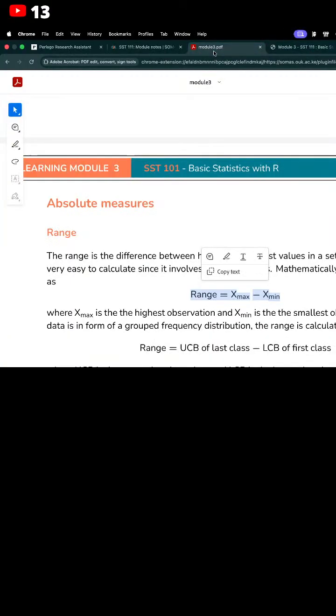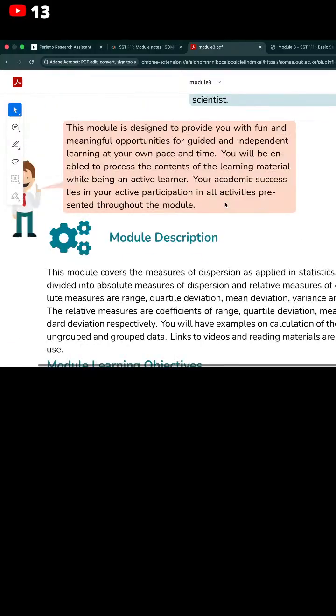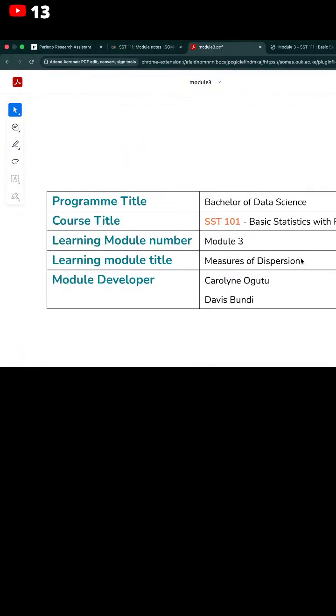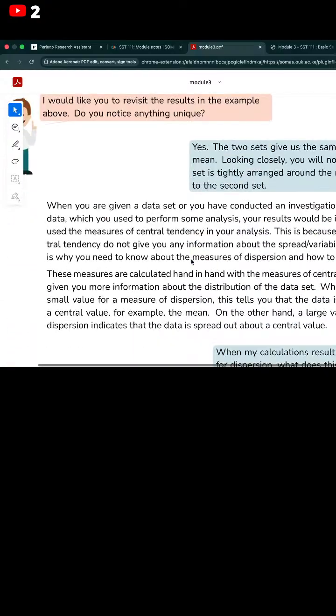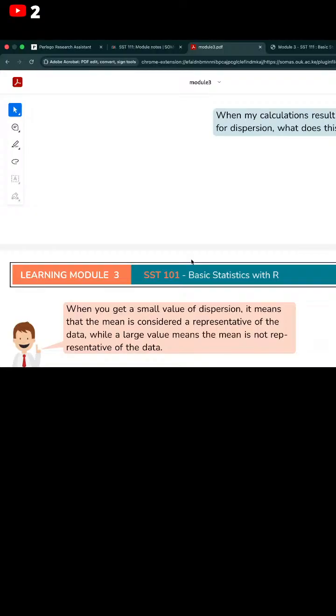But the topic we are doing today is measures of dispersion. Range is simple, it does not contain a lot of math. If you know how to subtract, you'll be able to do the range. We will have range, mean deviation, variance, and standard deviation. Then we do coefficient of range and coefficient of variation.